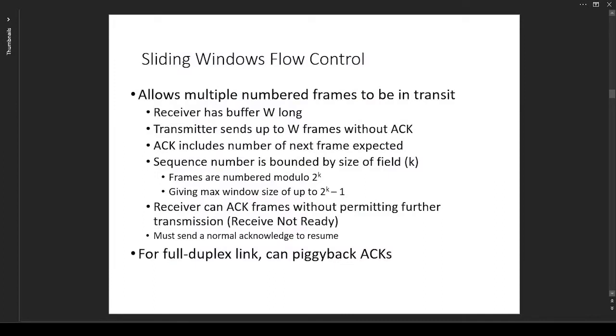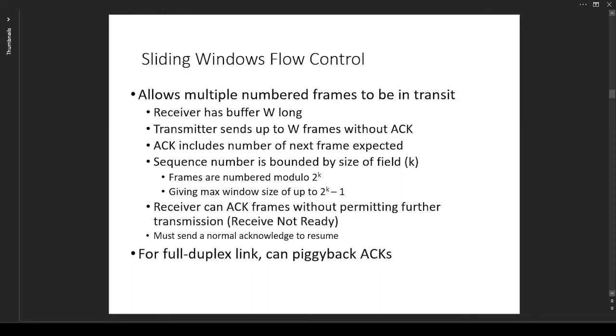Sliding window flow control. The essence of the problem described so far is that only one frame at a time can be in transit. Efficiency can be greatly improved by allowing multiple frames to be in transit at the same time. Consider two stations, A and B, connected via a full duplex link. Station B allocates buffer space for W frames. Thus, B can accept W frames and A is allowed to send W frames without waiting for any acknowledgements.